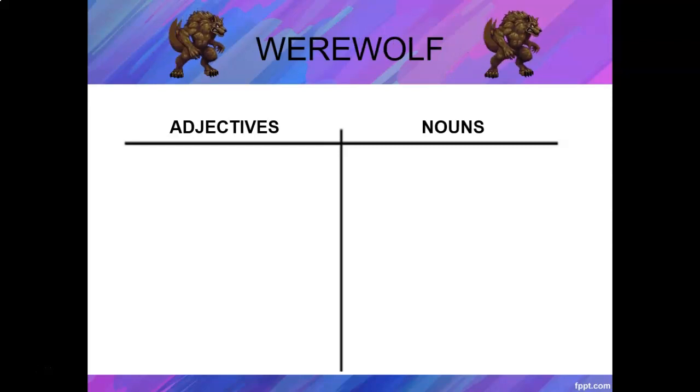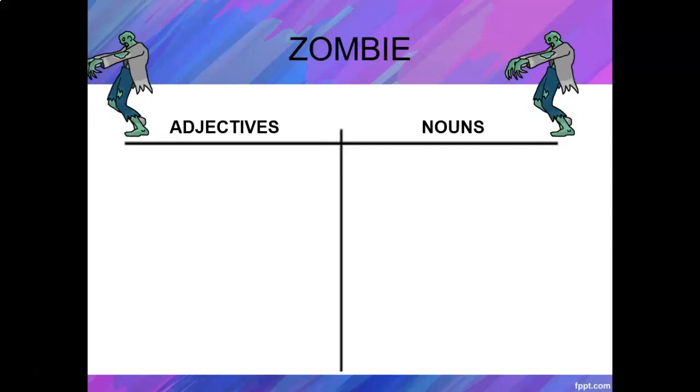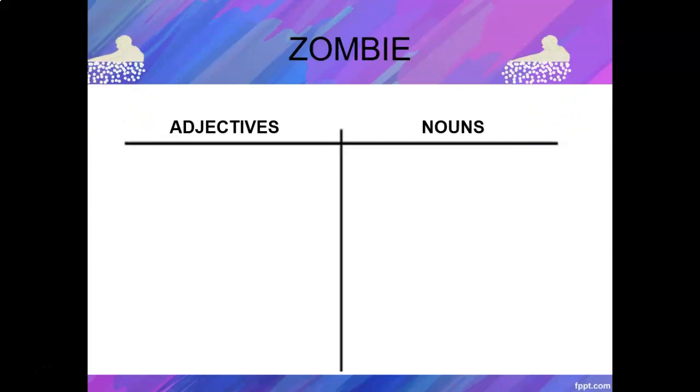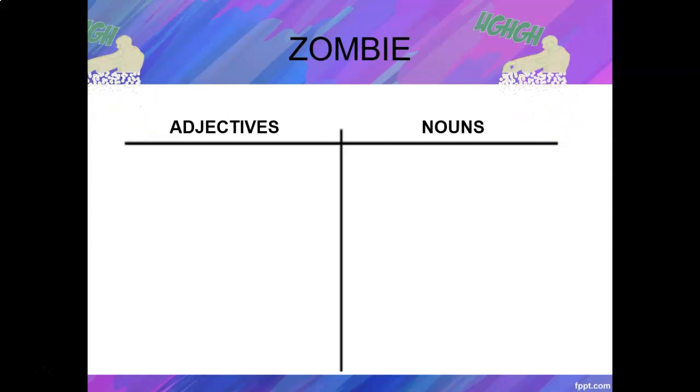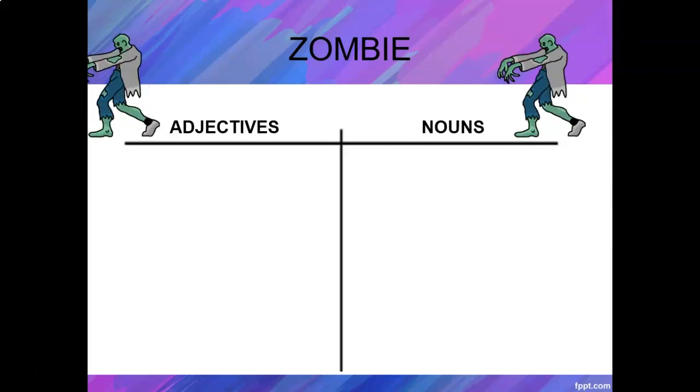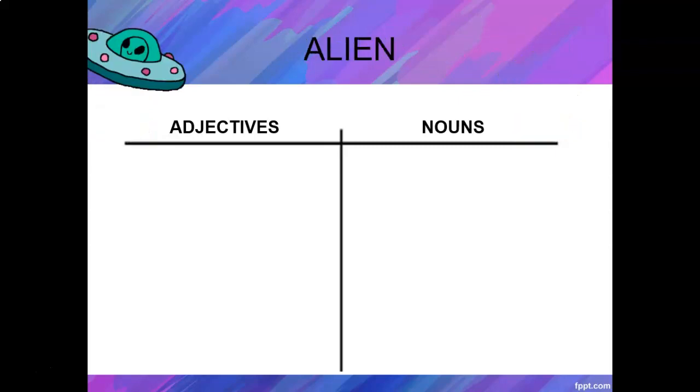Our next word is werewolf. Pause the video to come up with your 2-word referents. Our next word is zombie. Pause the video to come up with your 2-word referents. Our next word is alien. Pause the video to come up with your 2-word referents.